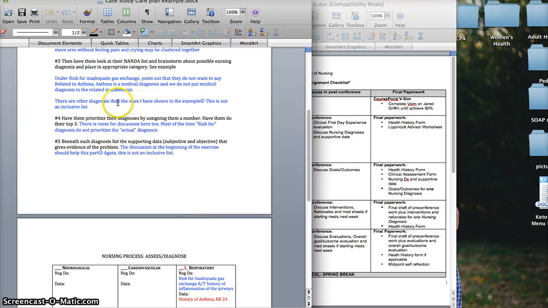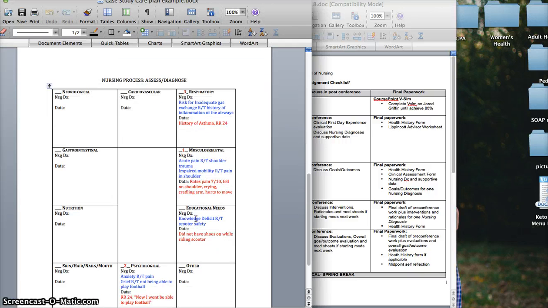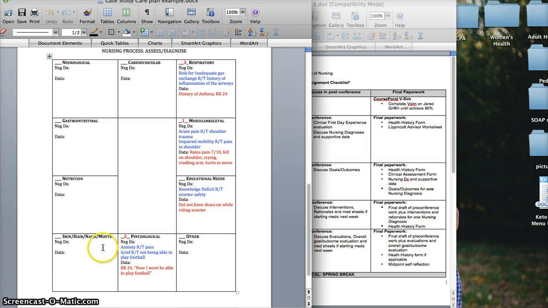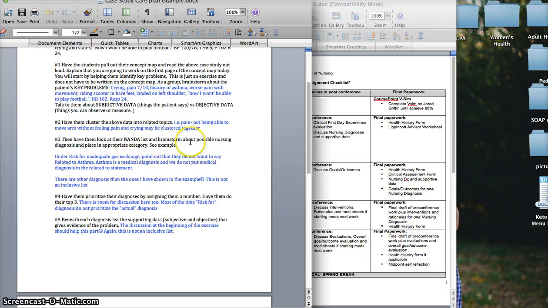There are other diagnoses than the ones I've shown in this example. This is not exclusive. So musculoskeletal, you see I put acute pain related to shoulder trauma, impaired mobility related to pain in shoulder. Okay, knowledge deficit related to scooter safety, anxiety related to pain, grief related to not being able to play football. Okay, so those are just some nursing diagnoses from the NANDA list with the two-part written out.